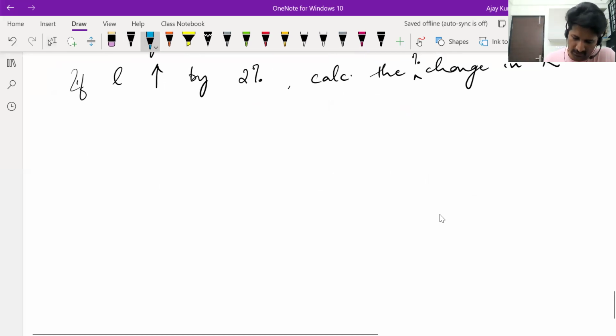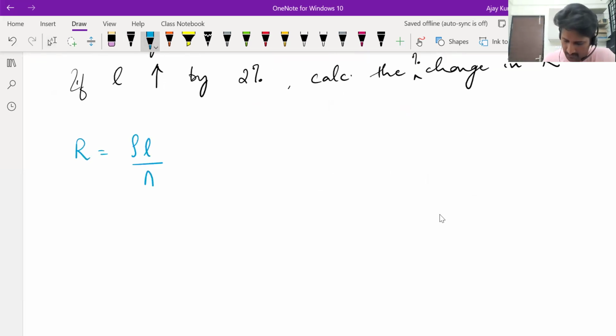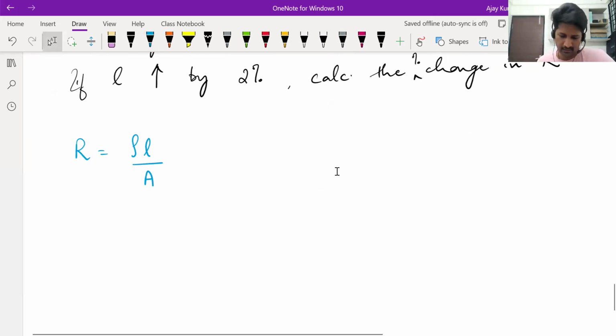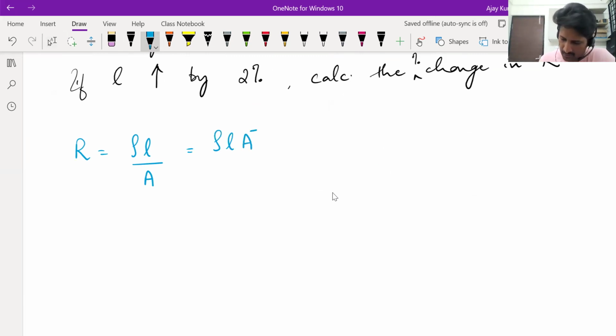We know the formula is R is equal to rho L by A. We had derived this yesterday. You can write this as rho L A to the power of -1. Now, rho is resistivity of the material. It depends on material and temperature. It doesn't depend on length and area. So whether you stretch the wire, compress the wire, twist the wire, do whatever, the resistivity is not going to change.